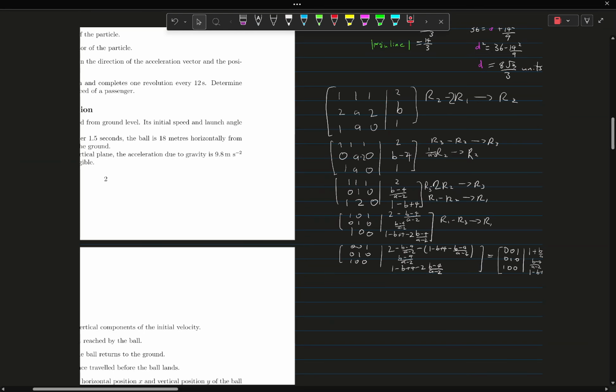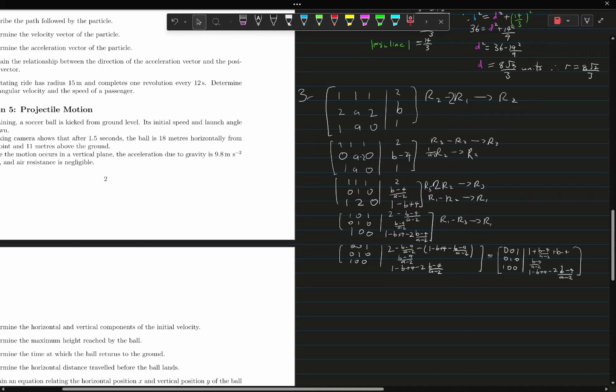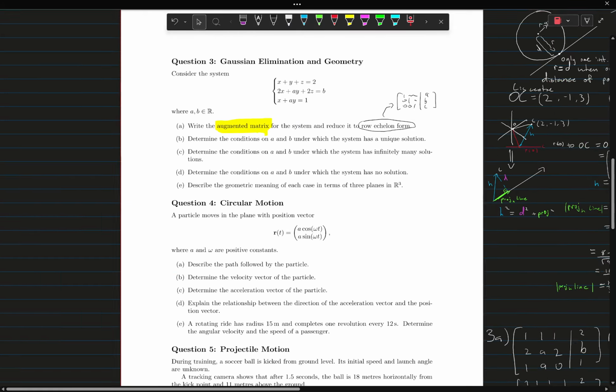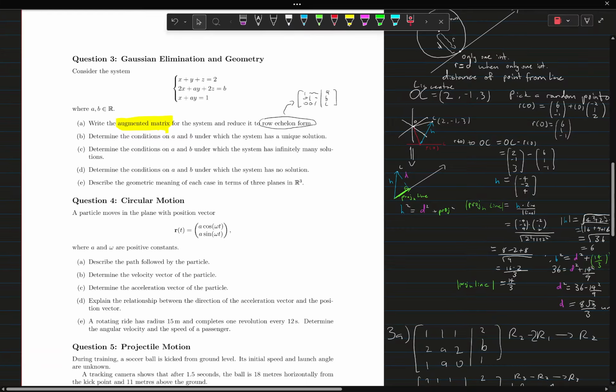So that's part A done. And we need to find when it has a unique solution. So that means our row echelon form, the A, B, C, there needs to be a real number. So A, B, C, it's a real number.